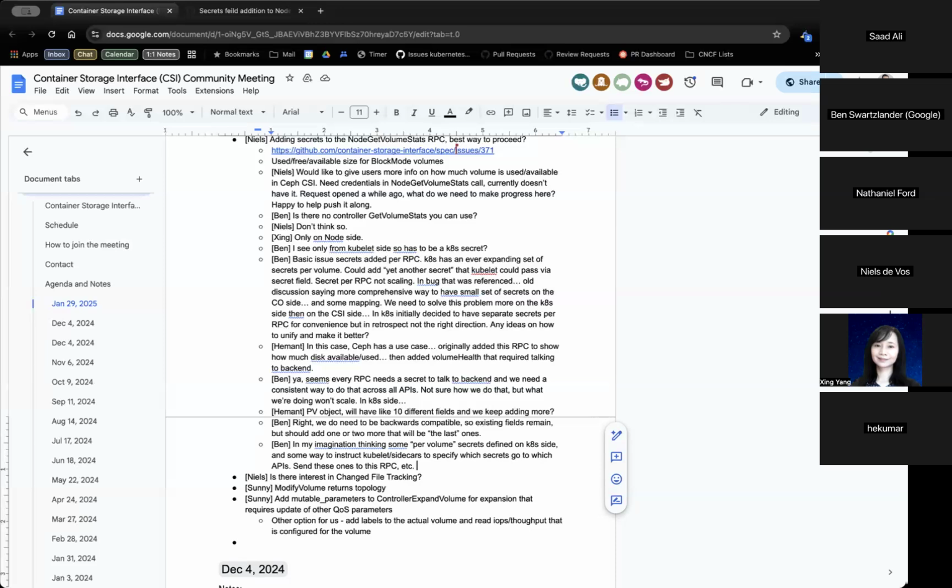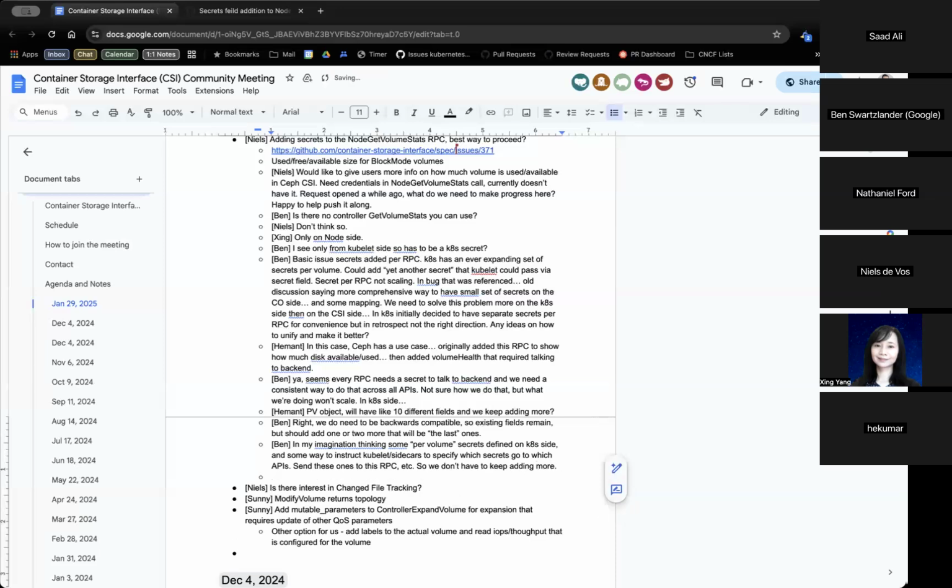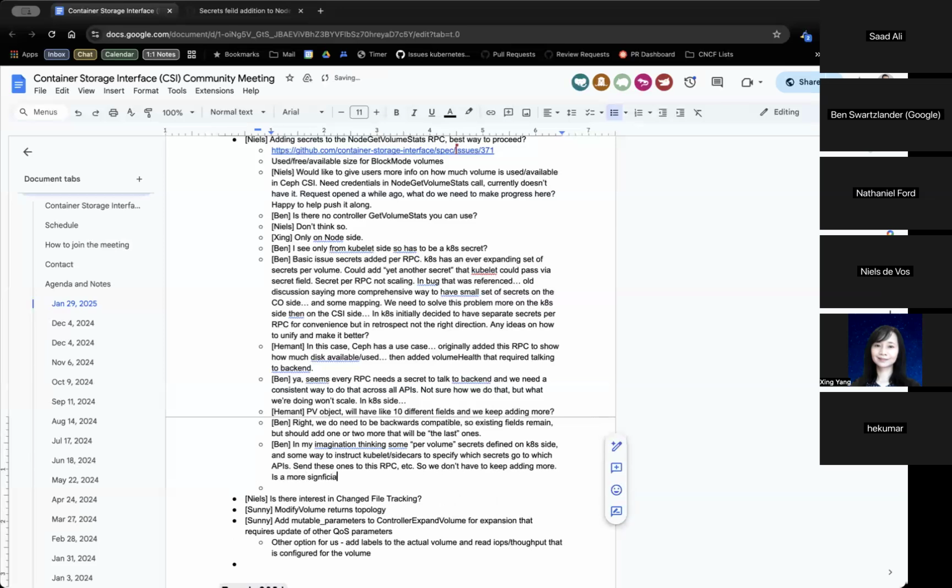And I think that would address Neil's requirement if we had something like that, but we don't. And it's a more significant change to add that than just continue doing what we've been doing and keep adding more per-RPC secrets.